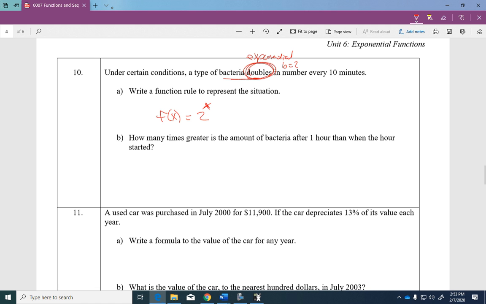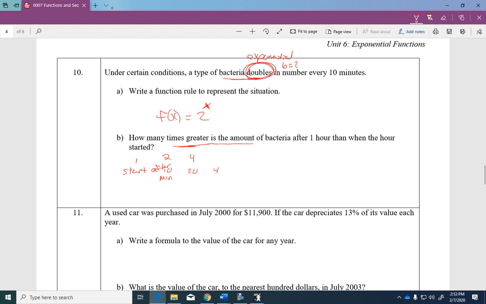But to be honest with you, this next question, they're asking me how many times greater the amount of bacteria is after 1 hour than when the hour started. So it really wouldn't matter how many you started with. If you're having a hard time understanding how many times greater, make a list for yourself. Let's make up a number. Let's say, oh, we'll start with 1 bacteria. And after 10 minutes, it doubles, therefore it's 2. And then after 20 minutes, it doubles, so it's 4.